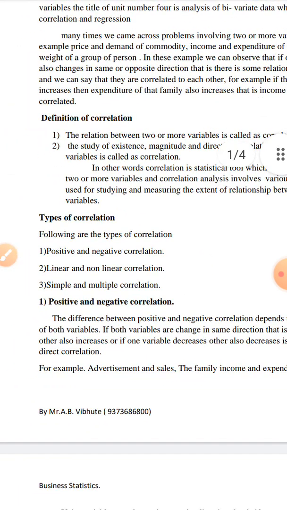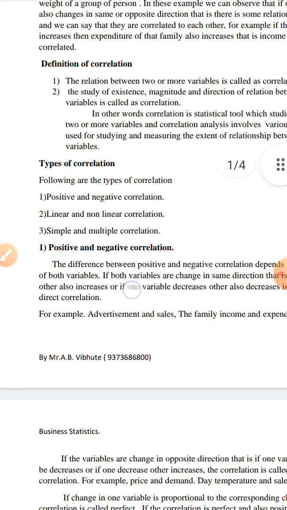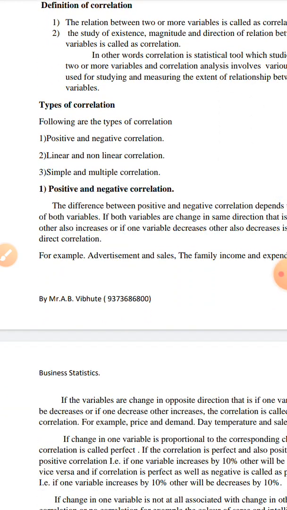Okay, there are some types of correlation. The first one is positive and negative correlation. The second one is linear and non-linear correlation. The third one is simple and multiple correlation. We are discussing the first point. The first type of correlation is positive and negative correlation.